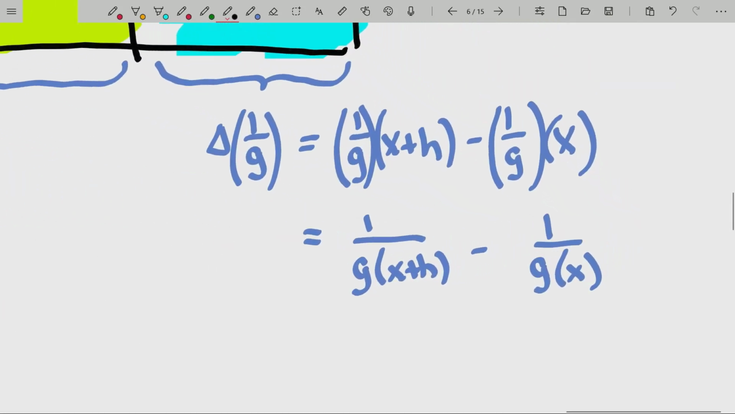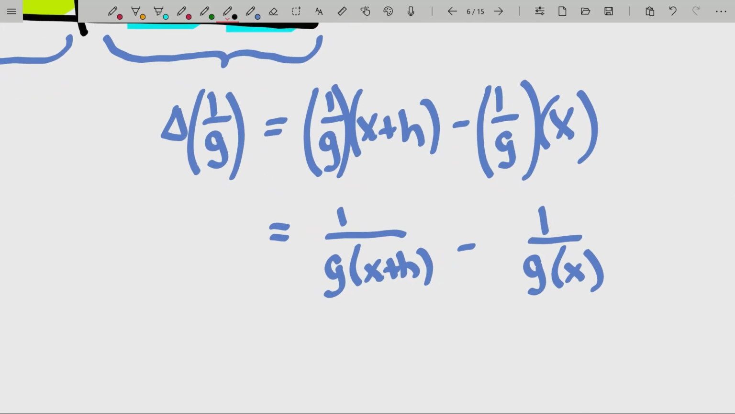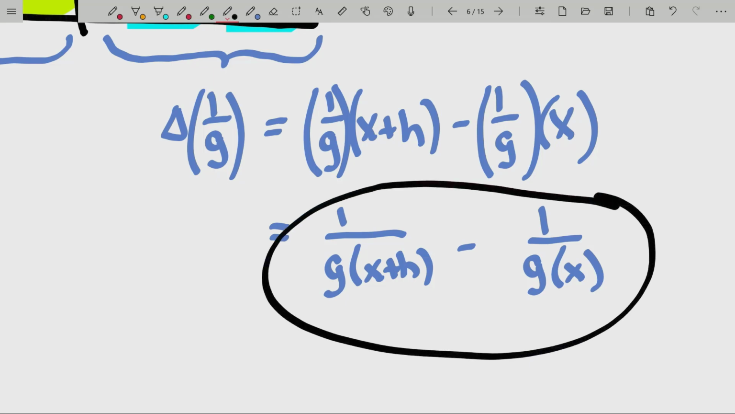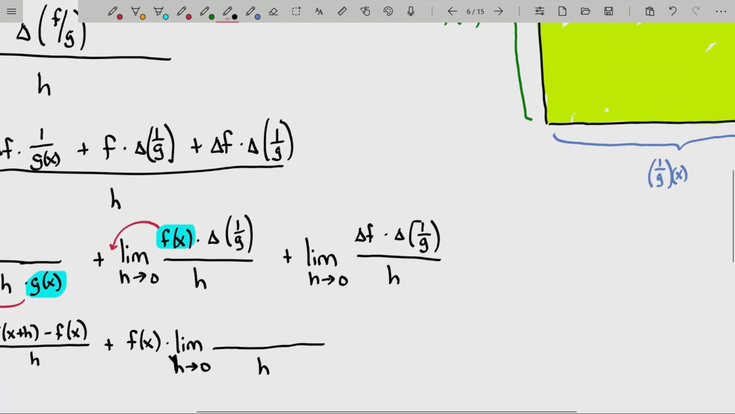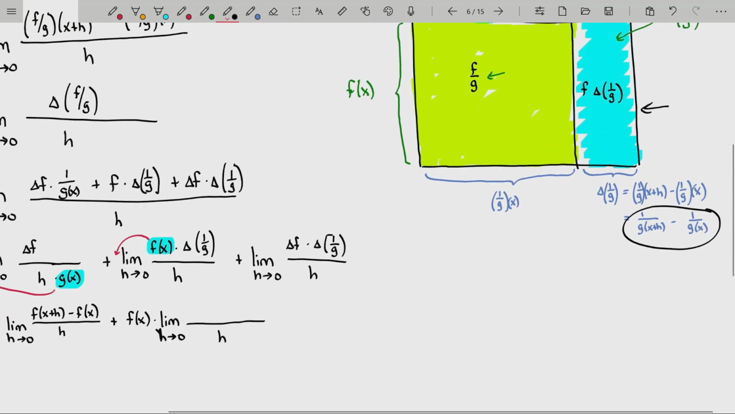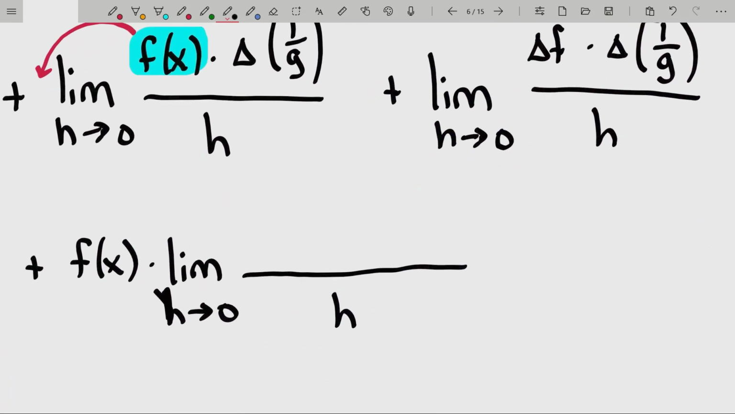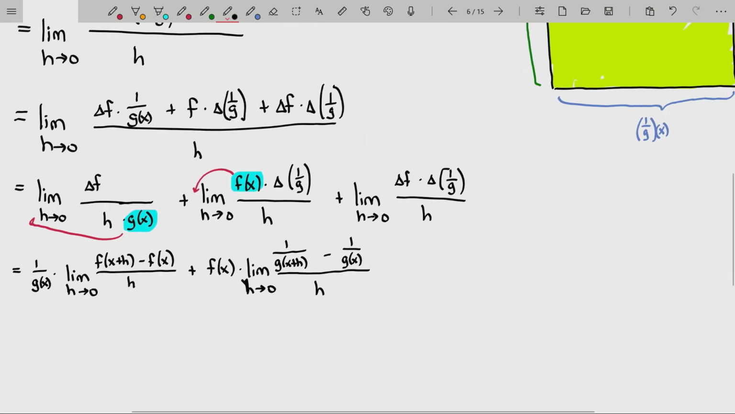We wrote it over here. Delta, the change in 1 over g, is just 1 over g of x plus h minus 1 over g of x. And that's 1 over g of x plus h minus 1 over g of x. That's this picture right here. So I'm going to go ahead and replace that delta g with 1 over g of x plus h. Let me go ahead and start that: 1 over g of x plus h minus 1 over g of x. The fractions make this kind of weird, but it's totally doable.